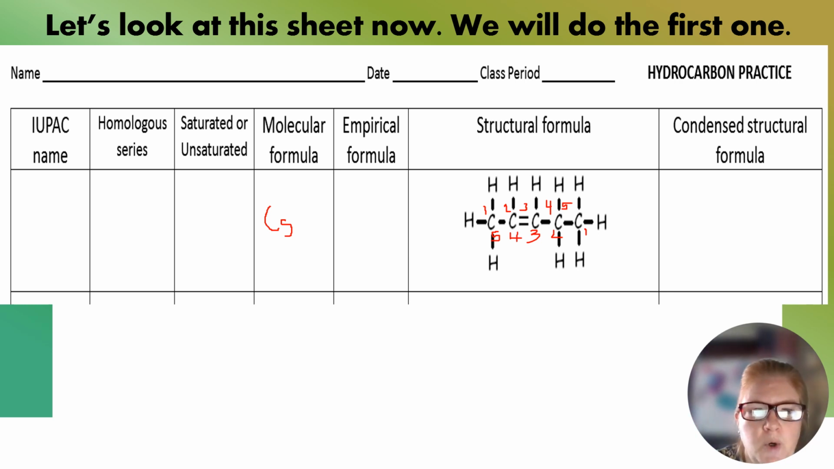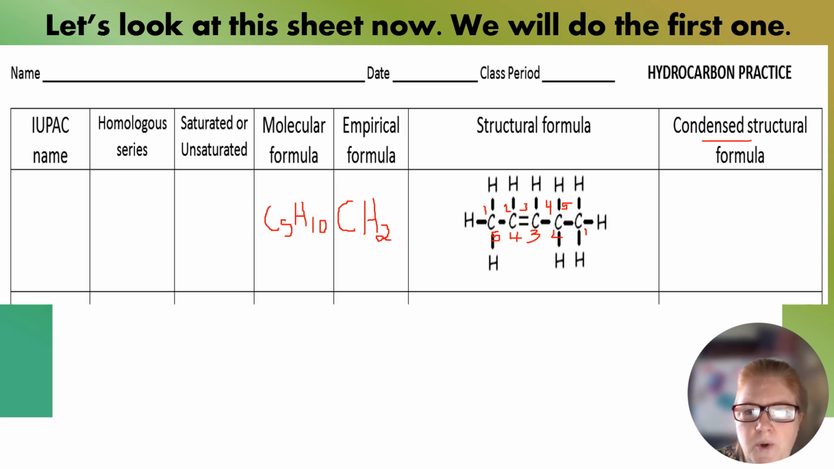All right. So now let's figure out how many hydrogens. 1, 2, 3, 4, 5 across the top, 6, 7, 8, so I have 10. So C5H10. For empirical formula, I'm going to reduce it. So I can divide both of those numbers by 5, and I don't write a 1, so I'm just going to end up with CH2. And then condensed structural formula over here is super easy.